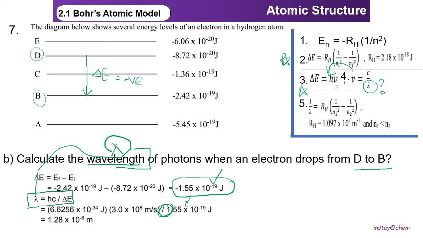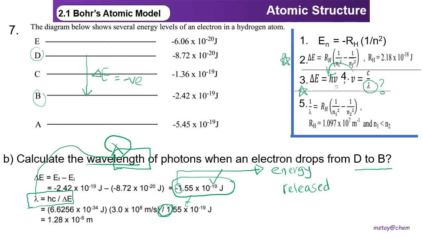Wavelength means it's like a panjang gelombang. So panjang cannot be in negative sign. That's why we no need to put the negative sign in. So again, just a reminder, the negative sign here just shows us that the energy is released. It is not related with any calculation operation.